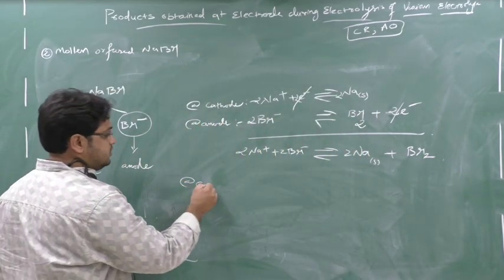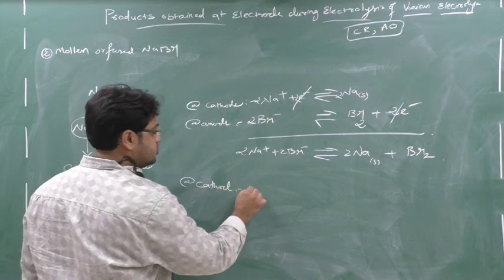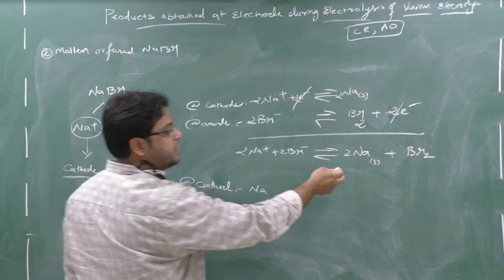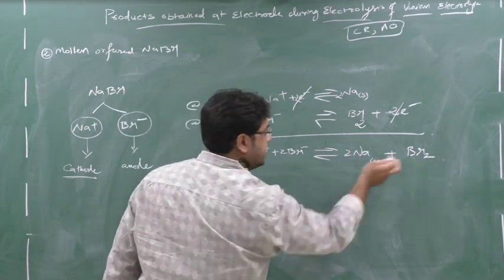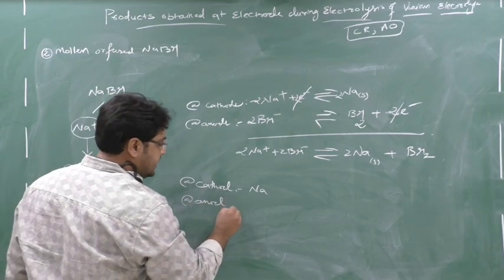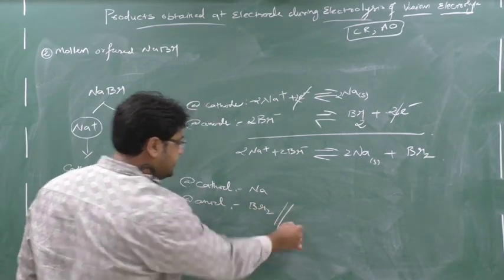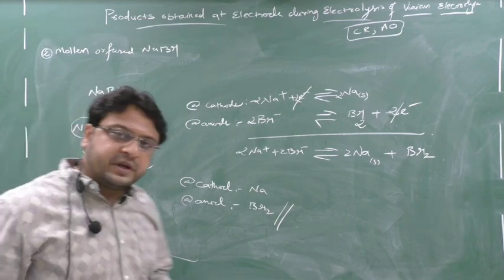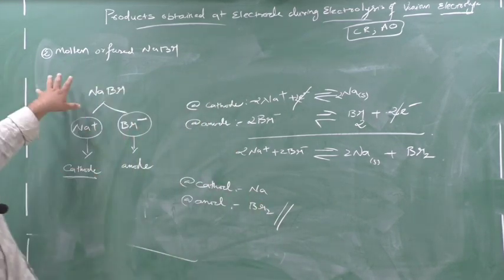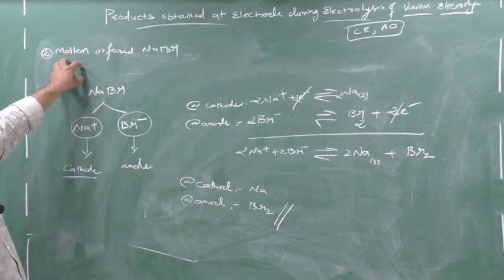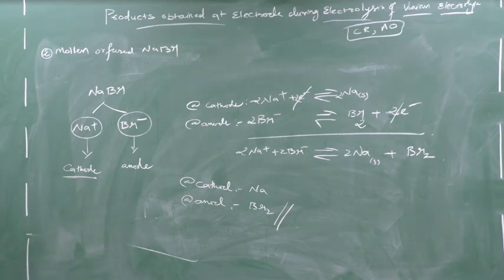So at cathode, sodium is obtained. You can see here. Yes or no? This Na plus and Br minus have been converted into product what? Na and Br2. This Na we obtained at what? Cathode, and at anode Br2 gas is obtained. Please remember this. So at cathode we will obtain sodium, and at anode we will obtain bromine gas. So these are the products obtained at cathode and at anode during the electrolysis of molten or fused NaBr. Please write it down. Okay.